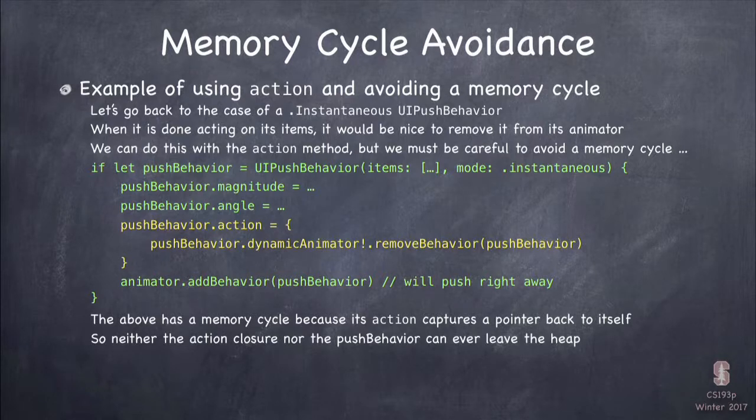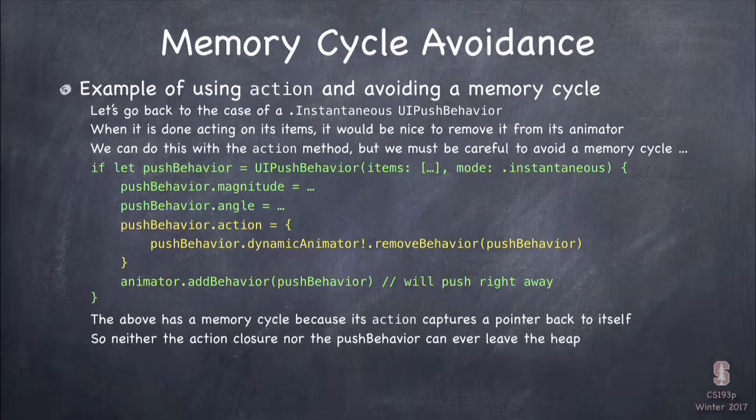If we set the mode to be instantaneous right here, then when we add this behavior to an animator, because we have to add it to an animator for anything to happen, it's going to push those items, and then the animator is going to continue to have a strong pointer to it. And so it's wasted memory. The push behavior is just sitting there, unused. It was instantaneous. It already pushed. It has nothing to do.